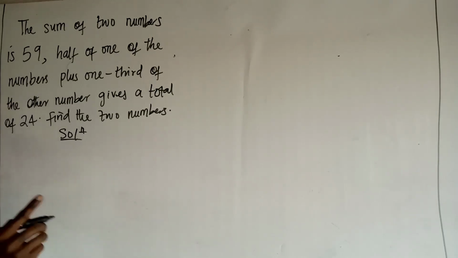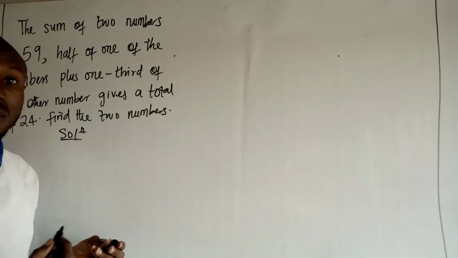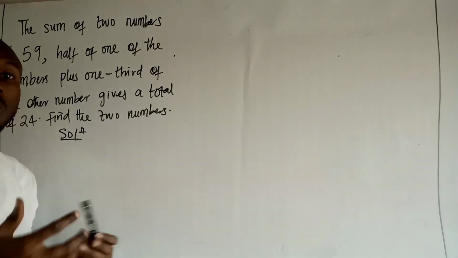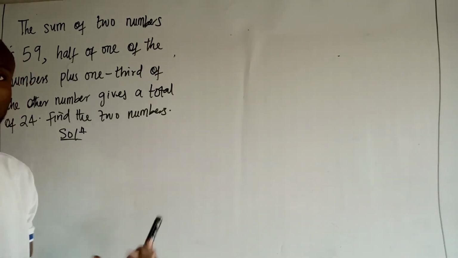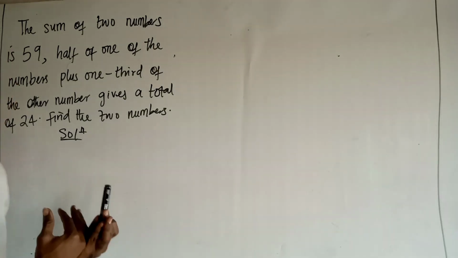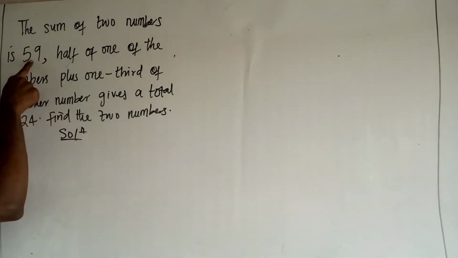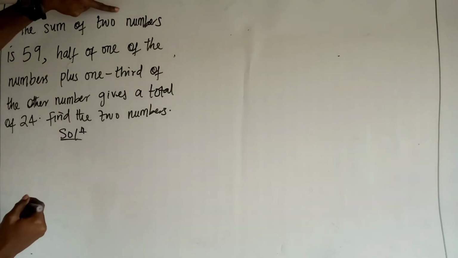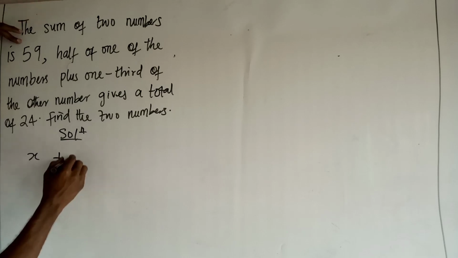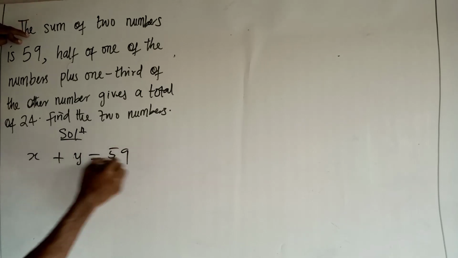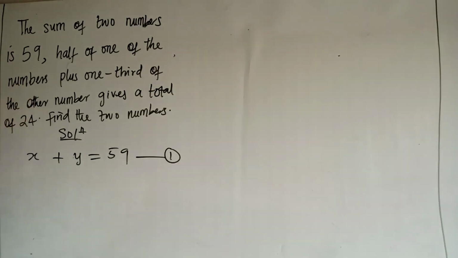Now the first thing you want to do: the sum of two numbers. The two numbers were not clearly given to us, so we'll assume the two numbers to be, say, x and y. When we say the sum, it means addition. So if the two numbers are x and y, then the sum of x and y is going to give us 59. So these are the two numbers and they sum up to 59. You call this equation 1.